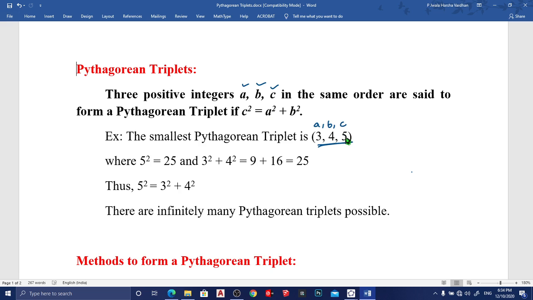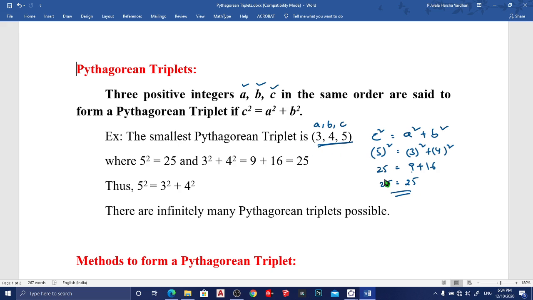So what is c here? 5. a is 3, b is 4. We have to check whether c square is equal to a square plus b square. Same numbers in the same place: 5 square, which is 25, and a is 3 and b is 4, so 9 plus 16 is exactly equal to 25. So c square is equal to a square plus b square. Therefore the triplet 3, 4, 5 is called a Pythagorean triplet.